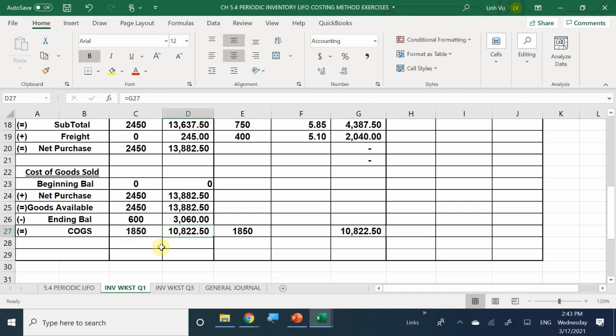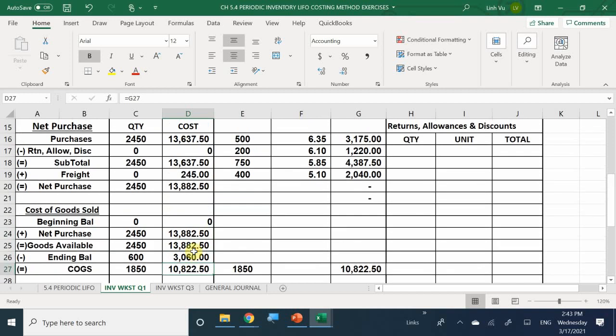There's only one answer. I have a question. Yes. Just because I'm looking at it on the screen, your cost of goods sold and your ending balance, that won't equal the top numbers, the net purchase or anything, correct?